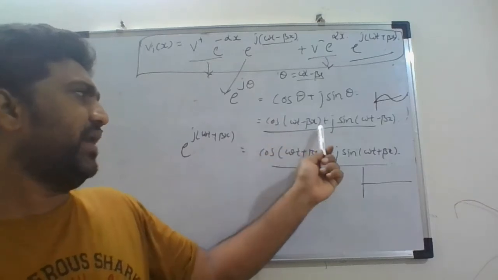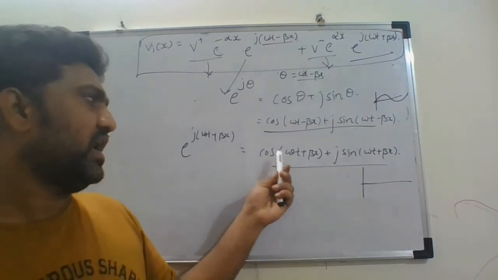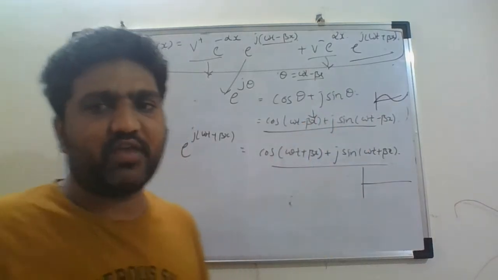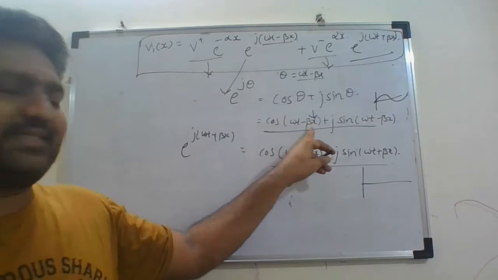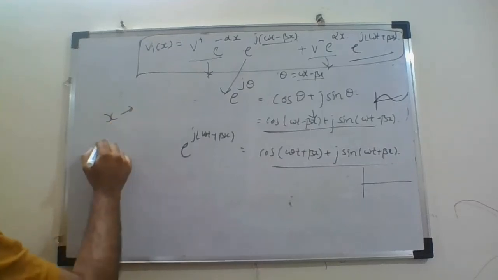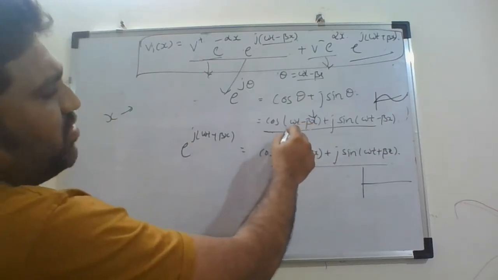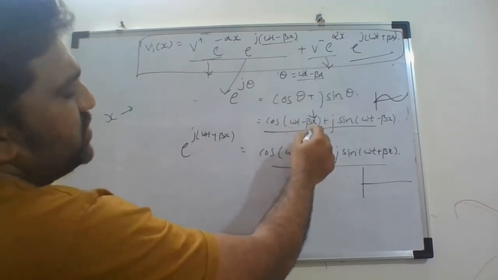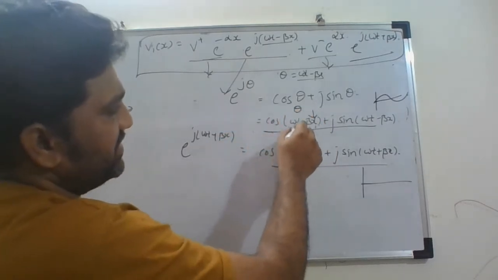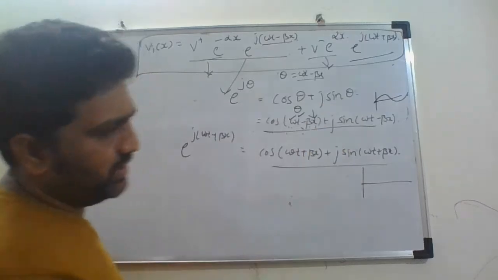But the point of interest that we have is this: omega t minus beta x is the phase of this wave, whereas the phase of the other wave is omega t plus beta x. That means as the value of x increases, the phase of this wave, cos (omega t minus beta x), changes. The theta value is going to get reduced because omega is fixed, and we are talking about one particular time instant.